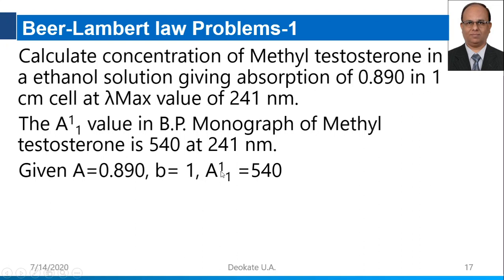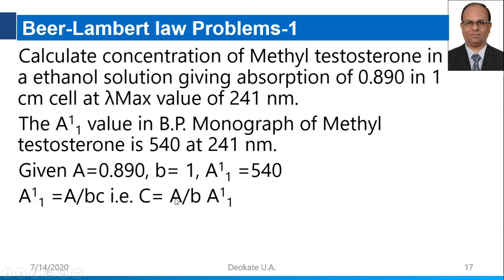You see the slide which we have done previously, where various equations are given. We have one equation, A11 equals A upon BC. That equation we can use to calculate the concentration here. We can modify this equation. This is for the absorbance of a 1% solution in 1 centimeter path length. We can convert this equation to calculate the concentration: C equals A upon B into A11. So we just modify this equation to get this new modified equation.